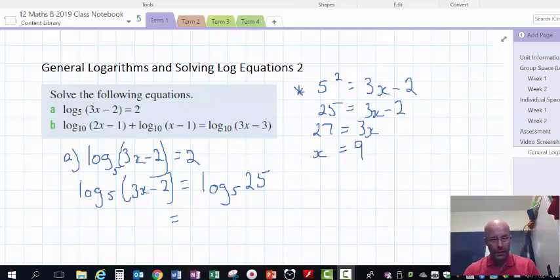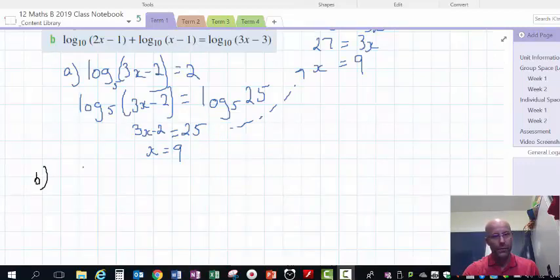Because both sides are taken to log of base 5, we can equate the logs of both sides, and on the left we've got 3x minus 2, and on the right we've got 25. Can you see that we've got the same equation to solve as we had over there? 3x minus 2 equals 25, so we get the same answer. So two ways legitimately of doing the same thing.